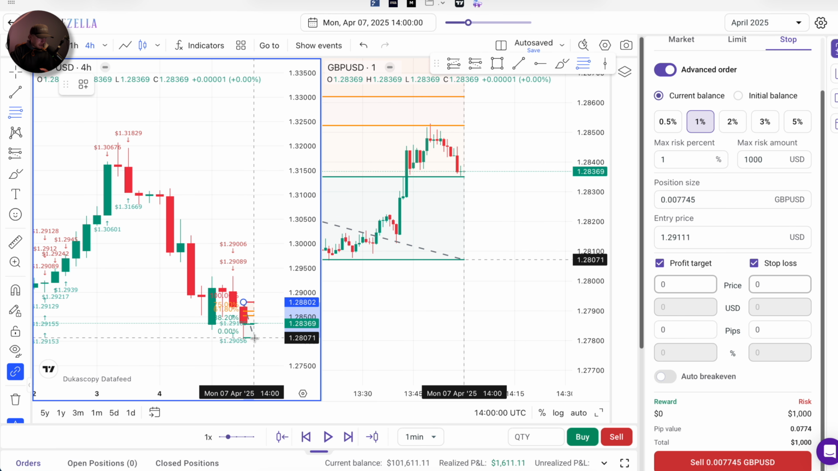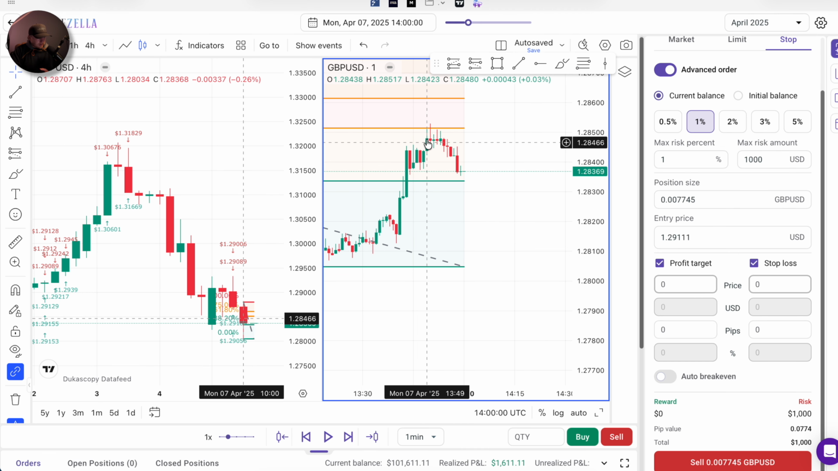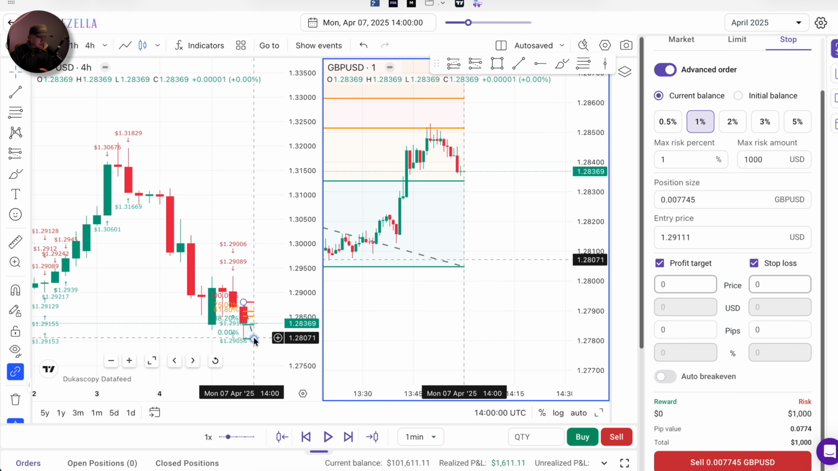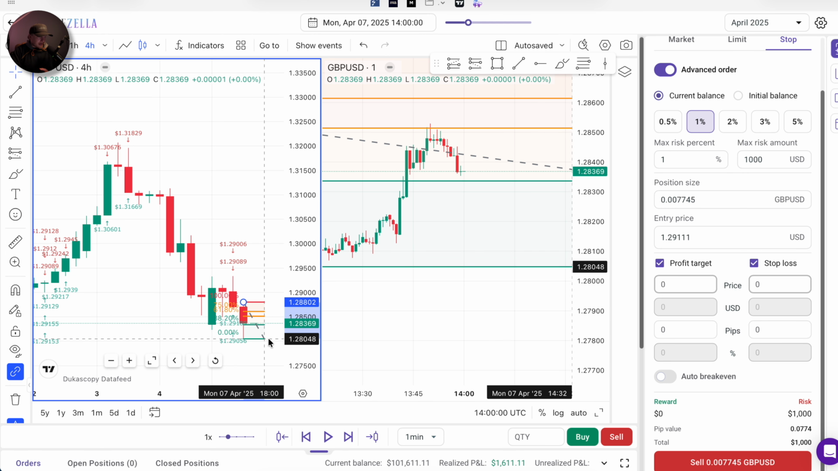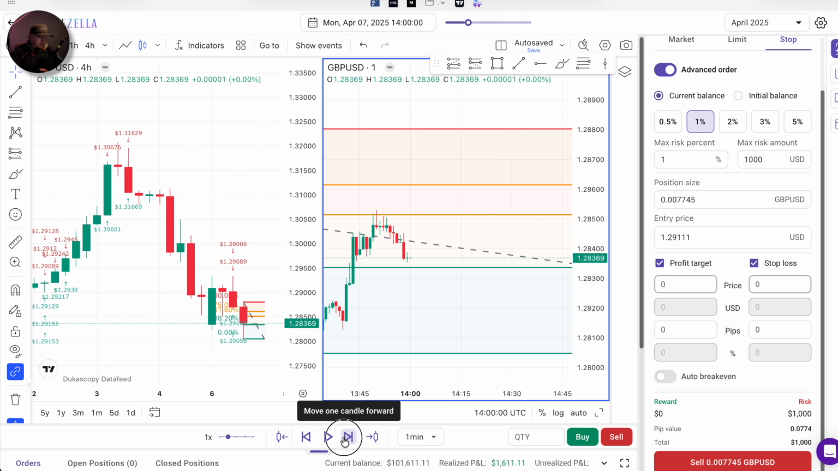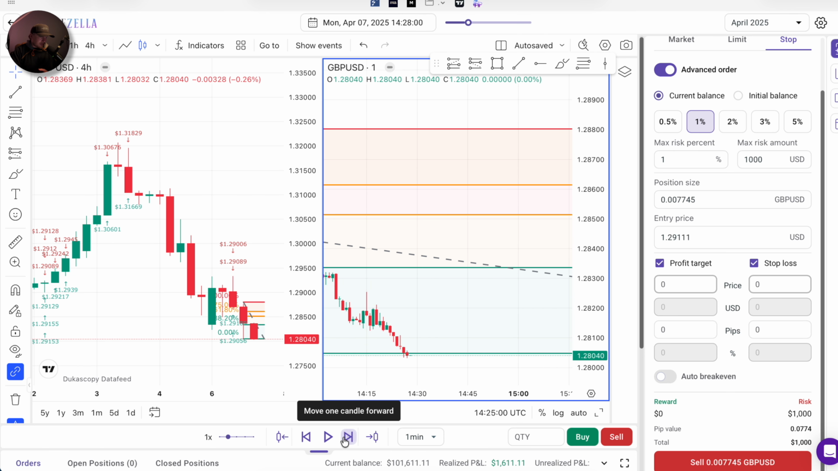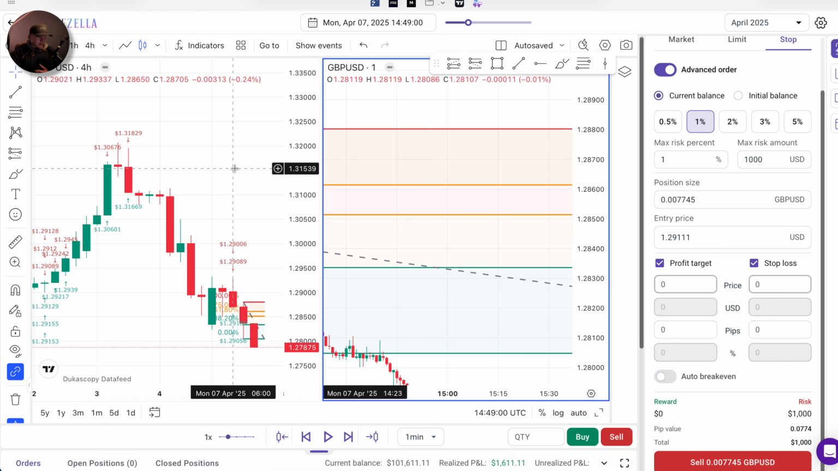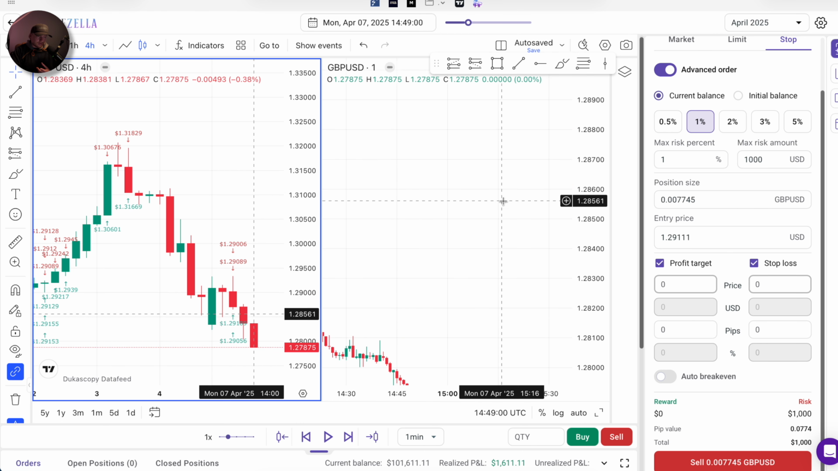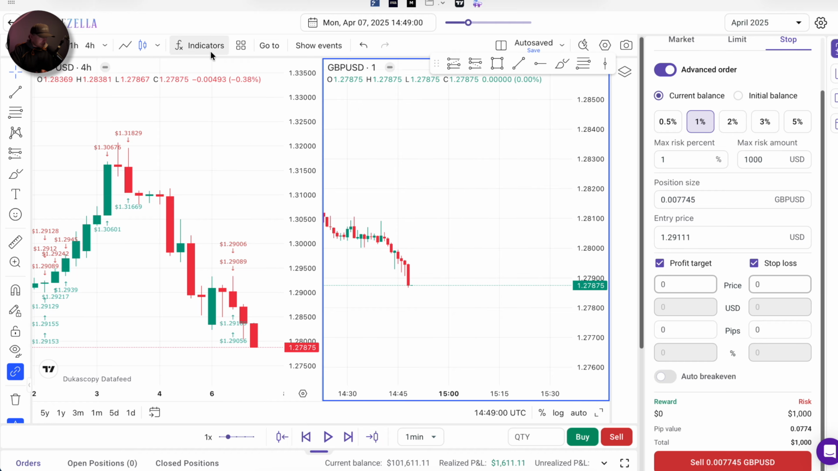So I'll measure out the top to the bottom. There probably was a shift in there, but it was a little bit too early because we will wait for that 4-hour candle to open. So let's keep skipping through and see what happens. We've now closed below, so no trading opportunity there. So that was just 2 losses for that day.